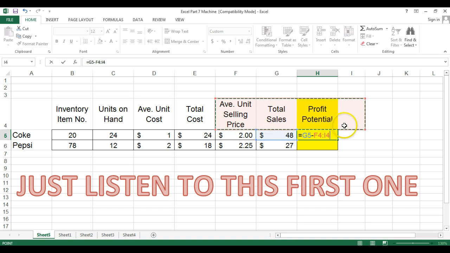Actually, we're taking the cost out of, well, my computer likes to do things on its own. Let me redo this.